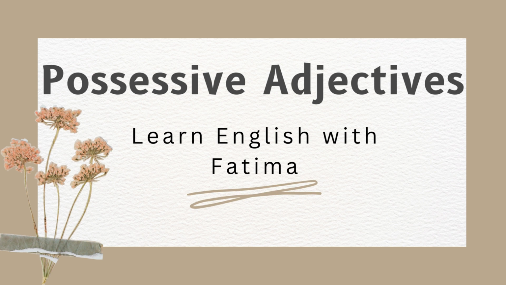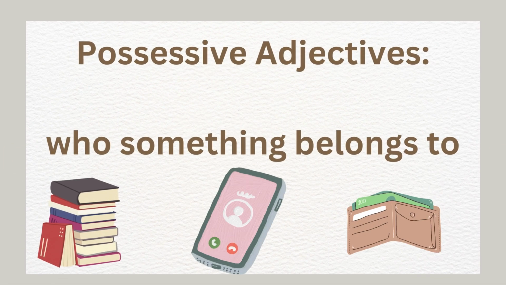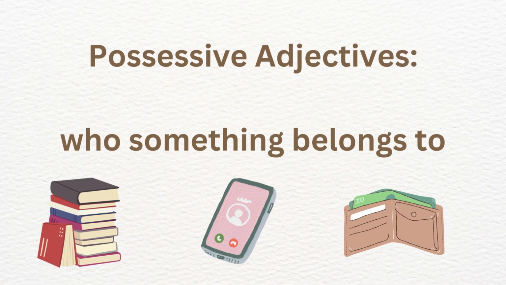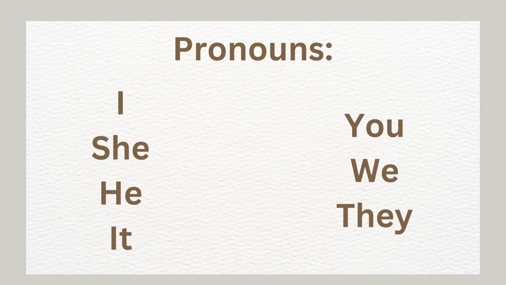Today we're going to talk about possessive adjectives. Let's get started. In English, we use possessive adjectives to talk about who something belongs to. These are the pronouns we use in English: I, she, he, it, you, we, and they. Every pronoun has its own possessive adjective.